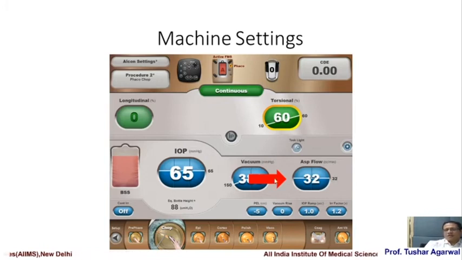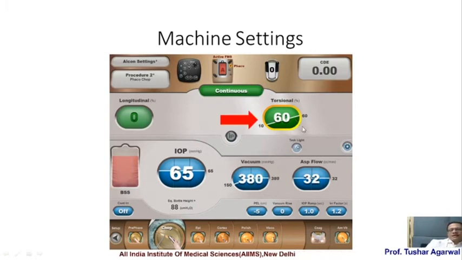There is also a component of association between these two values, the vacuum and the aspiration flow rate. This needs to be somewhere around 10% of the vacuum. The final setting is the power setting. So I'll not go into details of the longitudinal and torsional phaco. Normally we use torsional phaco in most cases.